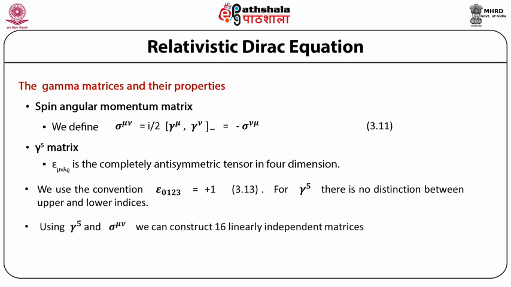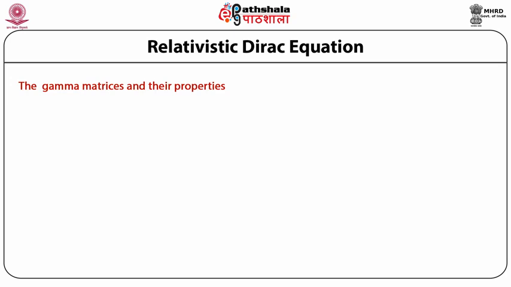Using gamma 5 and sigma mu nu, we can construct 16 linearly independent matrices. Gamma mu, we write it as capital gamma mu, which can have the value 1, gamma mu, sigma mu nu, gamma 5 or gamma 5 gamma mu. These are respectively called the scalar, vector, tensor, pseudoscalar, and axial vector. These can be thought of as spanning a 16-dimensional space of matrices. Therefore, the matrices must be at least 4 into 4.